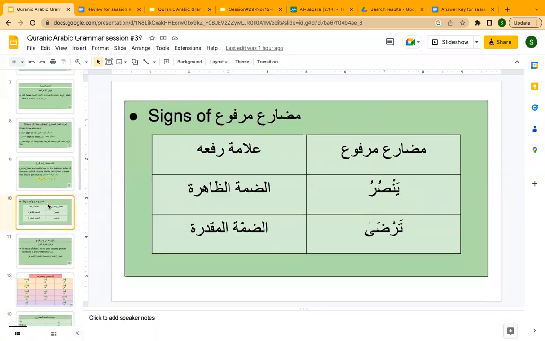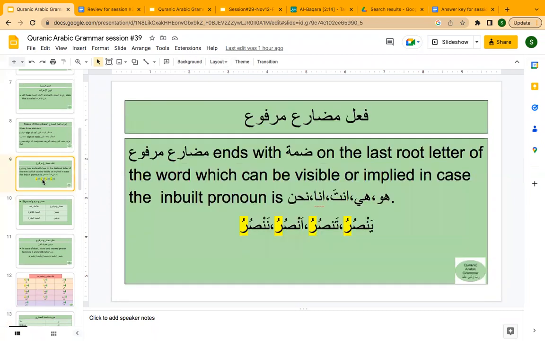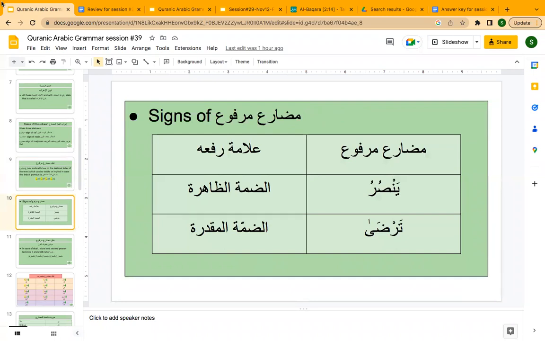And just briefly, those of you who have gone over the slides must have seen this word "implied" in the slides, right? That fail mudare marfu ends with dhamma on the last root letter of the word, which can be visible or implied, right? Implied in case the inbuilt pronoun is huwa, hiya, anta, ana, nahnu. Keep that in mind. What does this implied mean? Just real quick, if you can understand this, that will be good. If you don't, inshallah, with passage of time, this will be very clear.